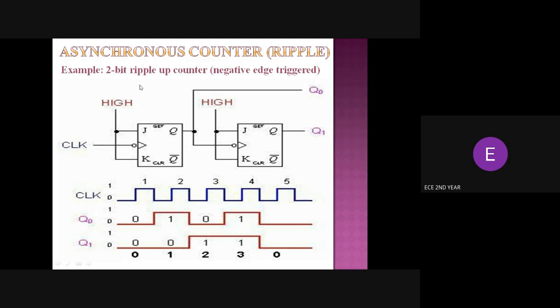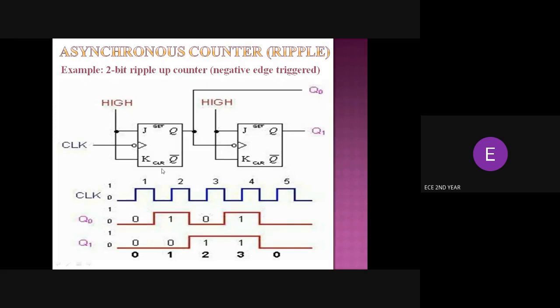The other name of asynchronous is ripple, and the counting can be up counting or down counting. If we start from 0 and end at 7, or 0, 1, 2, 3, that is up counting. If it goes like 7, 6, 5, 4, 3, 2, 1, then it is down counting. Here we have a negative edge trigger flip-flop, and this bubble symbolizes the negative edge triggering.